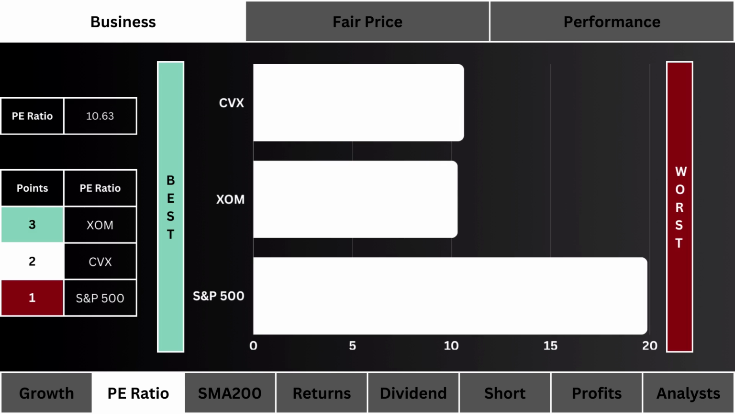Second, we look at PE ratio. Which stock has the least amount of speculation with a lower PE ratio? We prefer a lower ratio. The most points are given to the lower speculated stock.